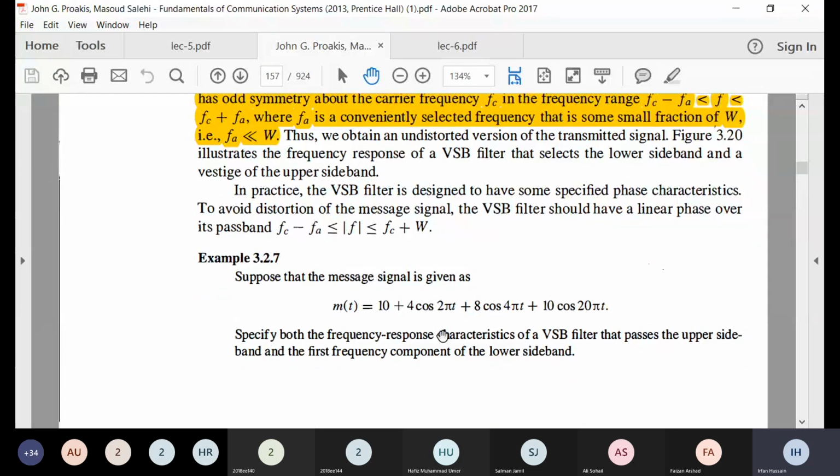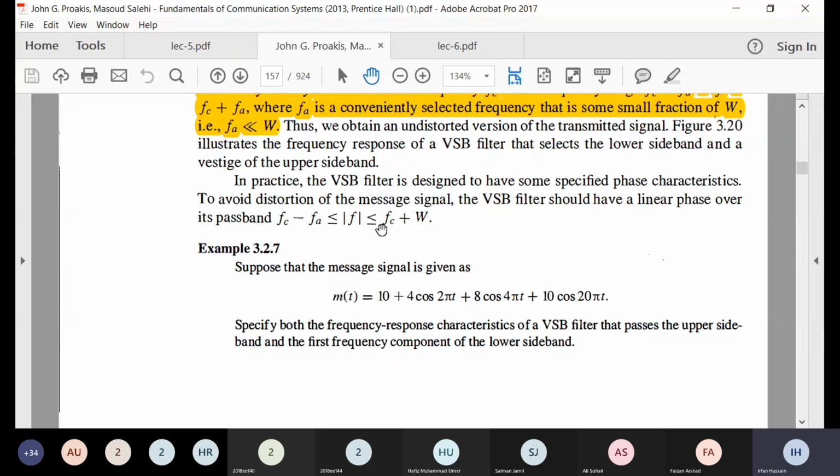So most of the time we also have some linear phase over this range from fc plus W to fc minus fa. This is the other side, the lower or the upper, and this is also giving you the complete lower and upper. So the phase is kept to be constant.